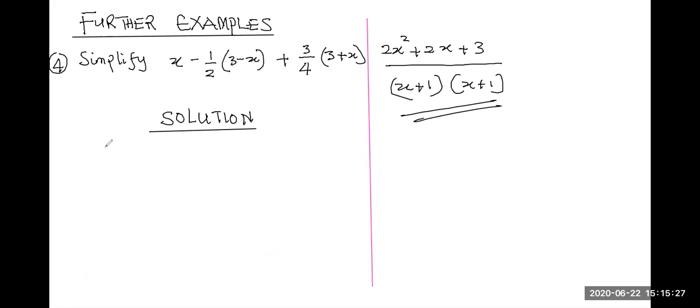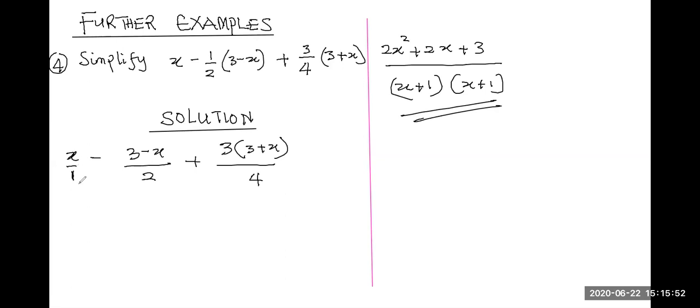So we write it in a clear form as x minus (3 minus x) all over 2, plus 3 times the bracket will give us 3 into the bracket, (3 plus x), all over 4. This is over 1. And of course, you can see we can also unify the entire fraction denominators.